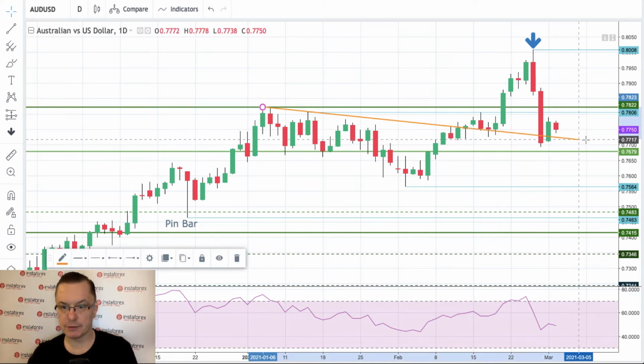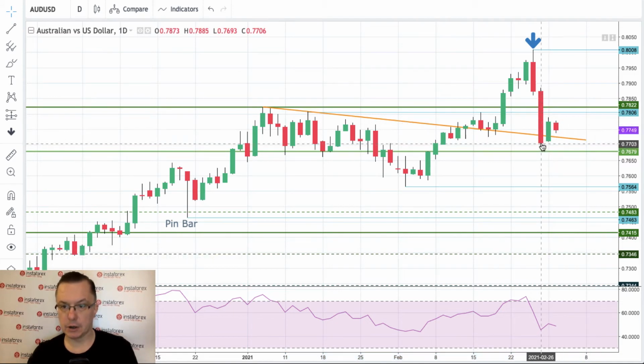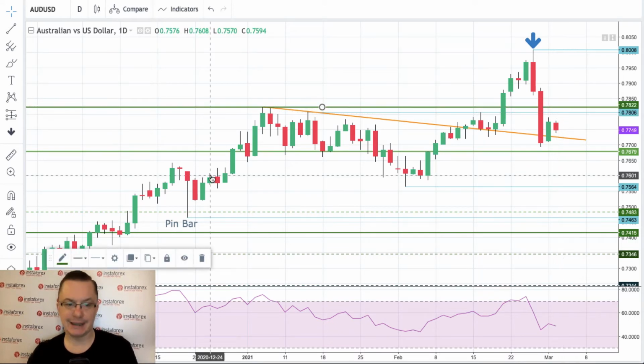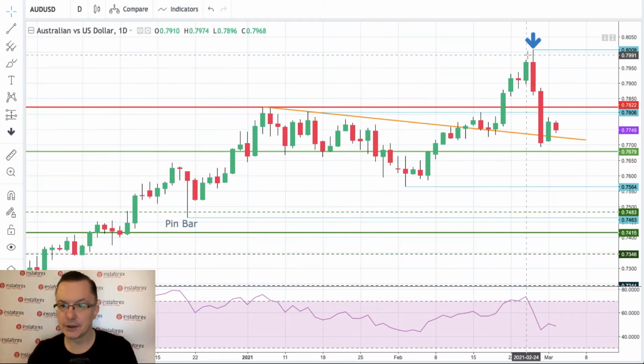This is the short-term trend line. As you can see, it has been tested, but this candle closed already below this level. We are very, very close to the 7,679 pips technical support level. Shallow bounce towards 7,806 pips, but it didn't hit yet. The level of 7,824 will now act as a technical resistance.